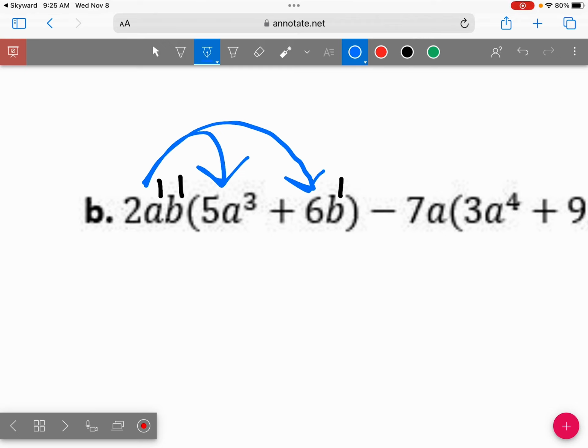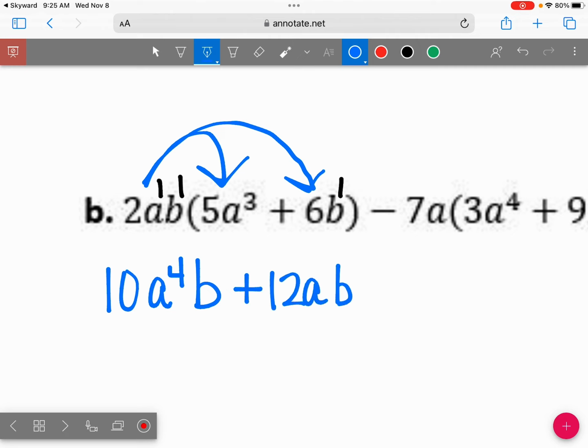So that would be 2 times 5 is 10. So I have 1A and 3A, which would be 4A. But don't forget that B on the outside, that's still going to come in with this term. So we have 2AB times 5A cubed, and that would be 10A to the fourth B. And then we're taking 2 times 6. 2 times 6 is 12. And that would be AB squared.